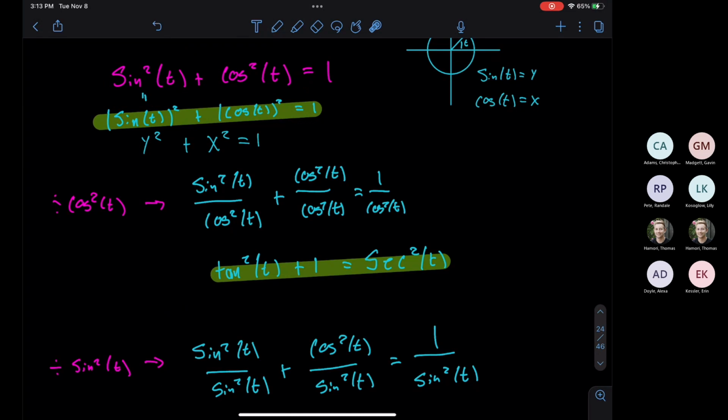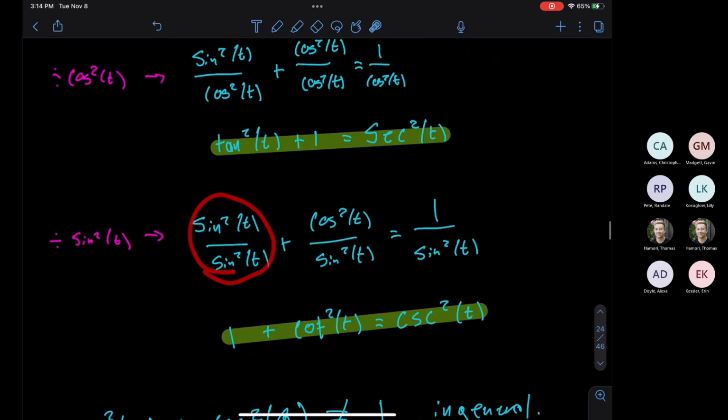Okay? See what happens when I divide by cosine squared? The second term here, which came from here, gets divided by itself, which means it becomes 1, right? Or if I wanted to make the first term 1, what would I do? I would divide everything by this thing, which would be sine squared over sine squared, which would give me 1. Okay? So these are the other trigonometric or Pythagorean identities.